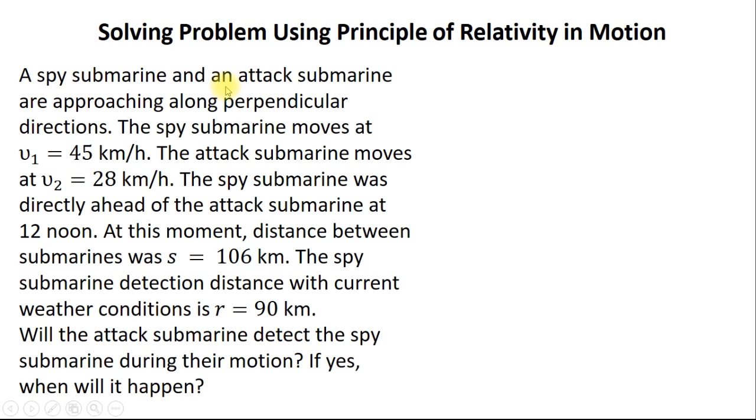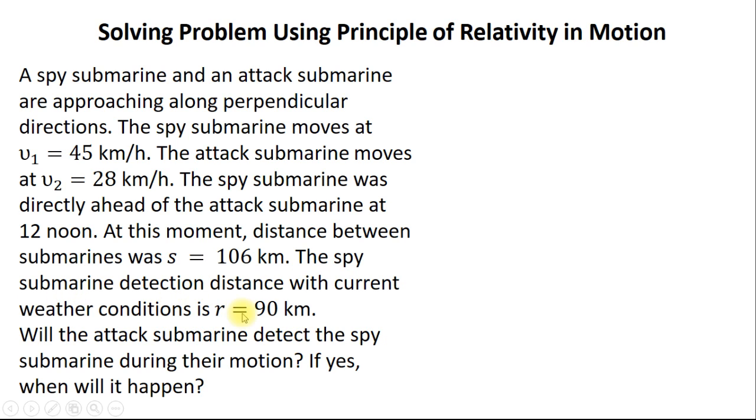A spy submarine and the attack submarine are approaching along perpendicular directions. The spy submarine moves at 45 kilometers per hour. The attack submarine moves at 28 kilometers per hour. The spy submarine was directly ahead of the attack submarine at 12 noon. At this time, distance between submarines was 106 kilometers.